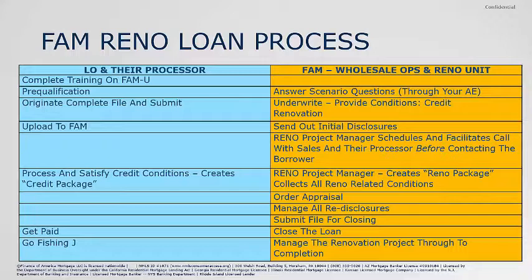Once we get the bids, we order, and you're out. You're just chilling now. You're working on your credit package. We're working on the rental package. And then we're going to order the appraisal when we have completed bids. We're going to redisclose as necessary. We will then collect the credit package. The project manager will look at it, put it together, and then submit it for closing. We close the loan, you get paid, okay? And the realtors get paid. We set up an escrow for the borrower. And you can go fishing if you want.